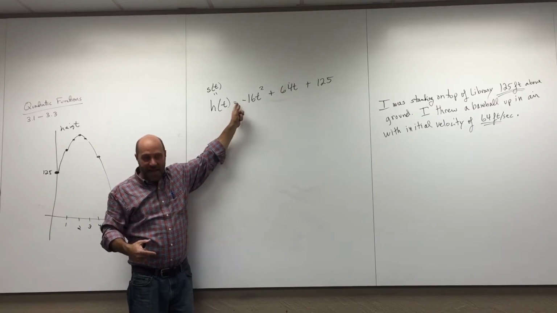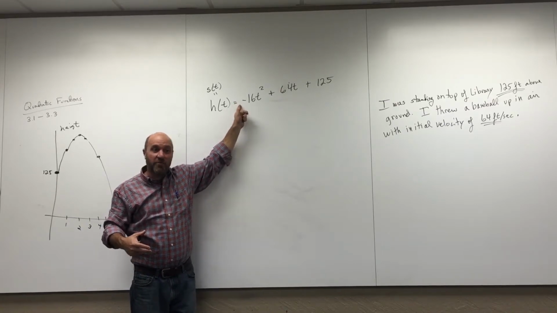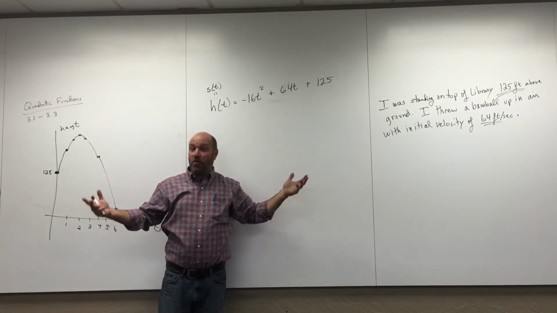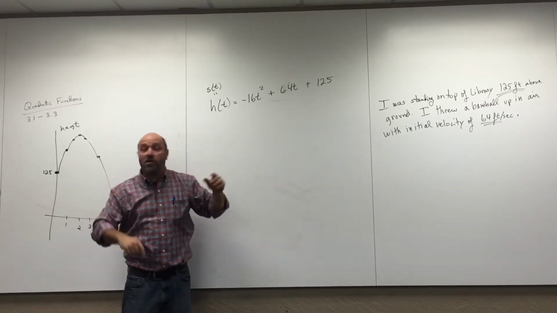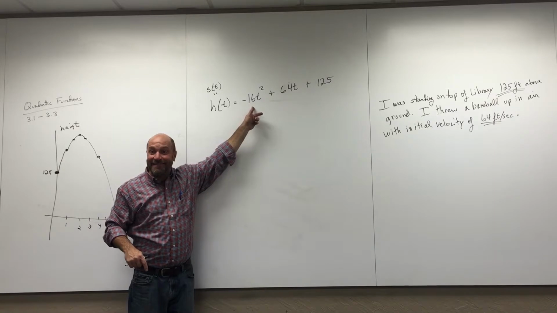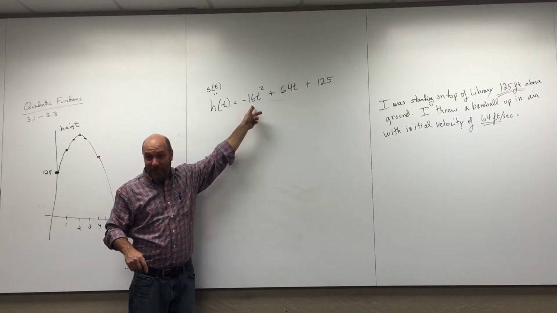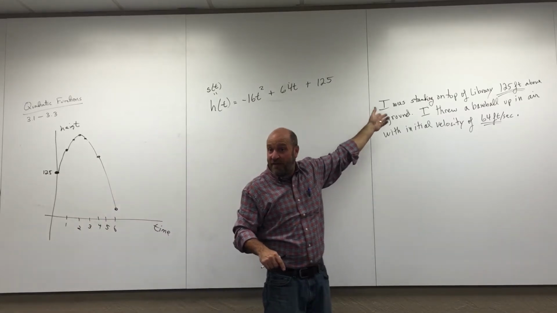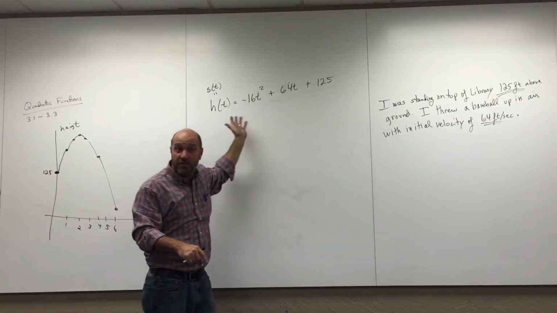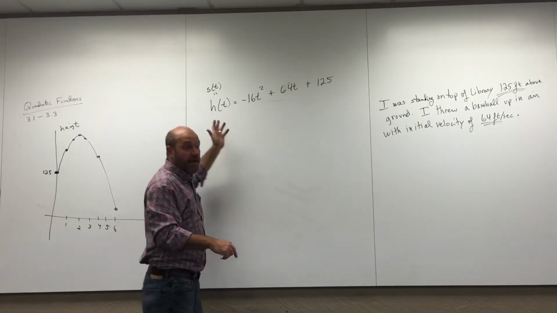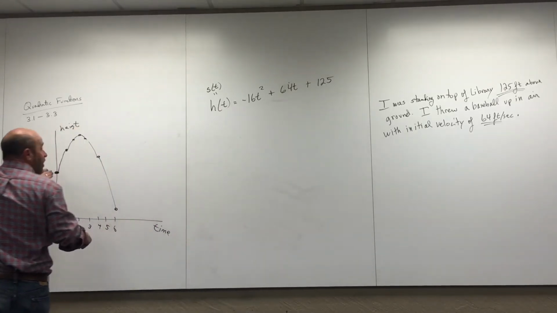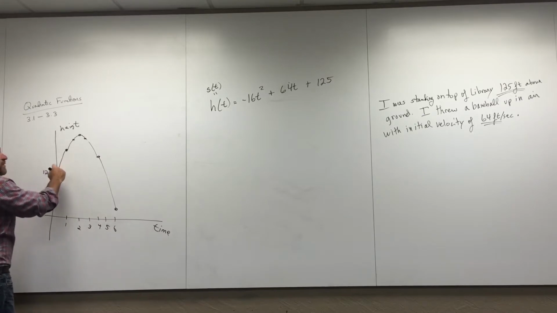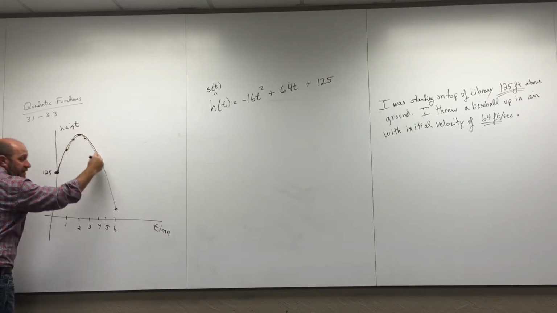All these problems will have a negative 16 in them if we're on Earth. I could do another word problem where we're on Mars. If we go to Mars, this number will change because gravity's different on Mars. I'm not trying to get complicated. I'm trying to explain these numbers, but you don't really have to know too much about them to answer this question. This is a parabola. It starts at 125 feet. I threw this ball up. It's going to come up here. It's going to come down here.